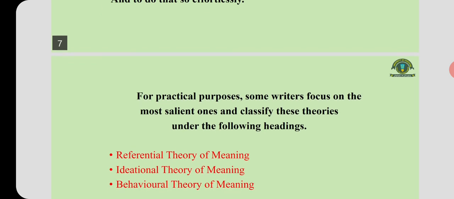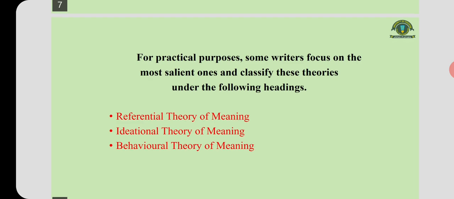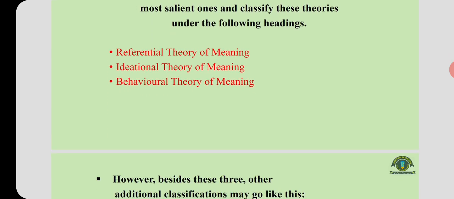For practical purposes, some writers focus on the most salient ones and classify these theories under the following headings. So these are the three major theories. You can see it on your screen: the referential theory of meaning, the ideational theory of meaning, and the behavioral theory of meaning.